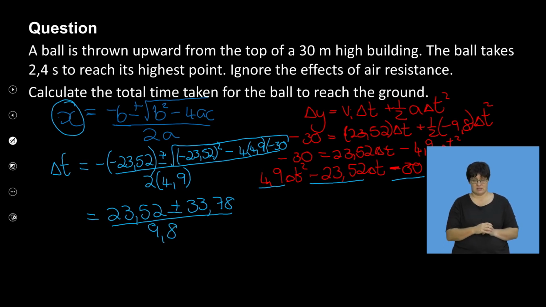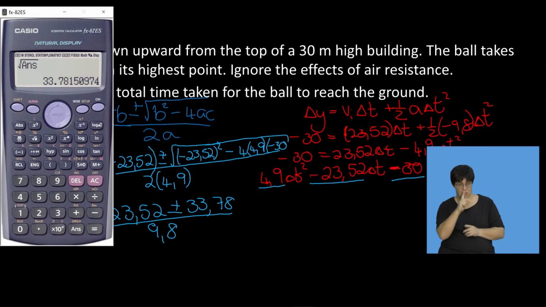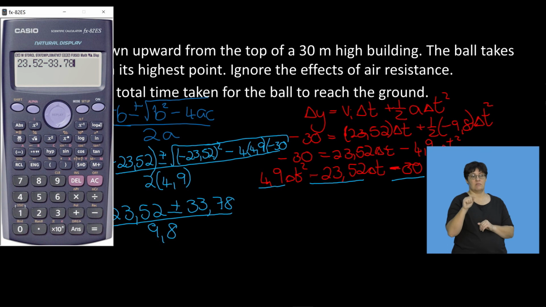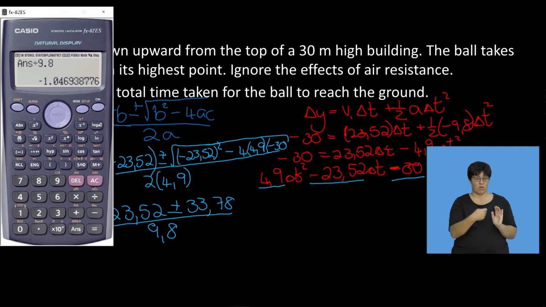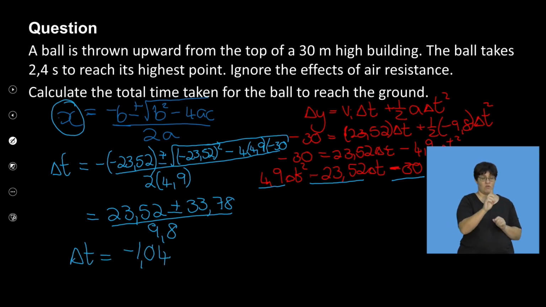Straight away, I'm hoping you recognize that I'm not going to go 23.52 minus 33.78, because that's going to give me a negative answer. Watch, okay, just in case you don't believe me. If I go 23.52 minus 33.78, and then I divide by 9.8, I get minus 1.04. So the first answer we could get is minus 1.04 seconds. Hopefully you'll recognize we can't have a negative time. That's silly. It's definitely not going to be that answer.